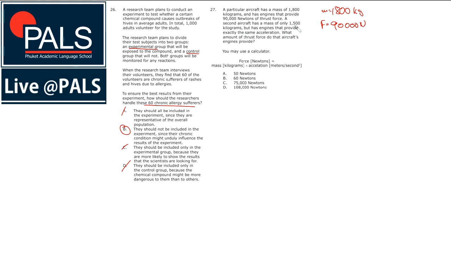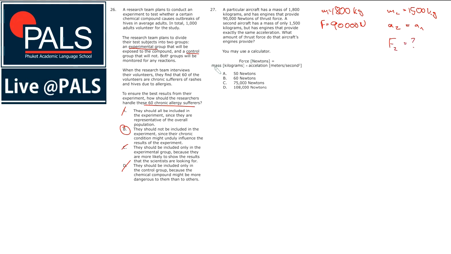The second aircraft has a mass of only, so this is mass 1, this is mass 2, of 1,500 kilograms, but has engines that provide exactly the same acceleration. So that means a2 is equal to a1. What amount of thrust force does that aircraft have? So we're looking for F2.